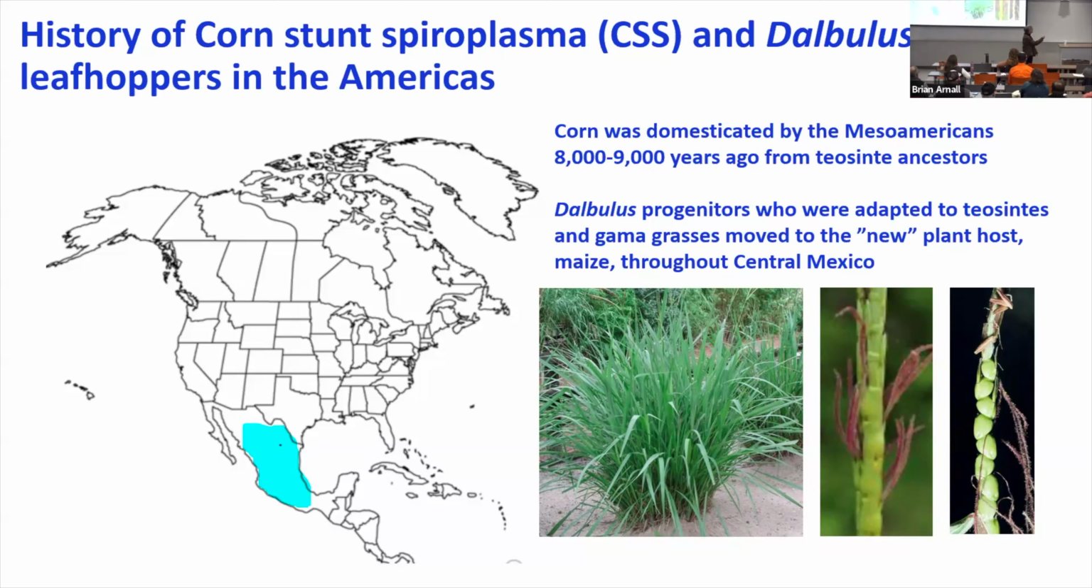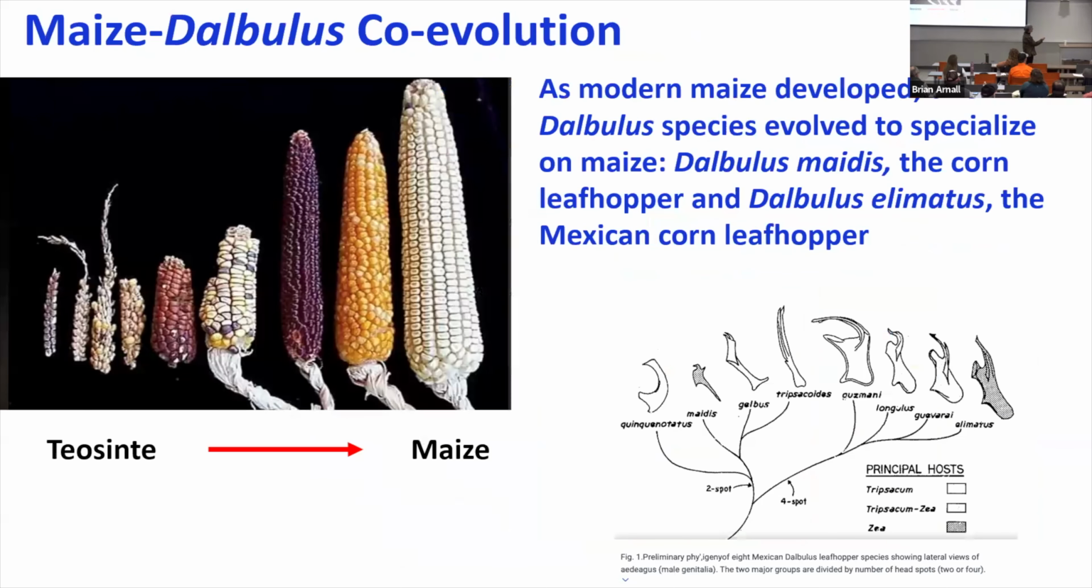All right, so as the Dalbulus leafhoppers evolved, they moved into these new ecosystems, and that's how we got the modern Dalbulus species that we have today. All right, so here is a progression of maize as it evolved, the early teosintes, and then this is what the early Mesoamericans had down in central Mexico, down in South America, and into North America, eventually coming up with modern day maize. So here's a progression of the leafhoppers.